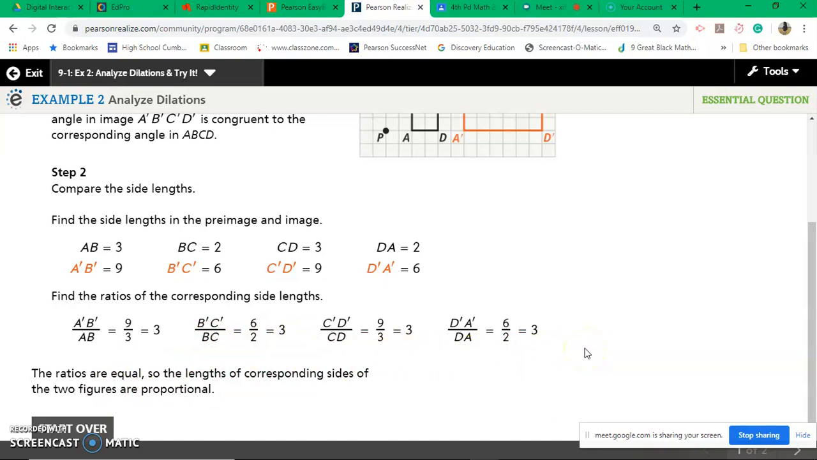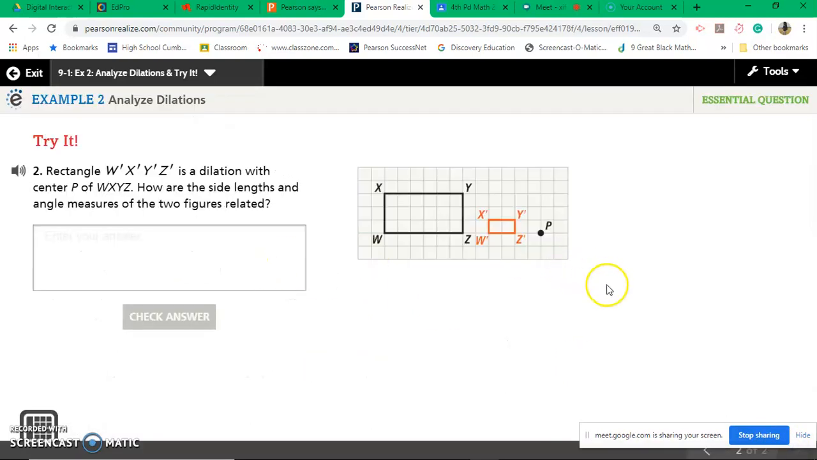Okay. All right. We're going to try it. If you look at rectangle W prime, X prime, Y prime, Z prime, it is a dilation with center P of W, X, Y, Z. How are the side lengths and angle measures of the two figures related? First of all, Noah, can you tell me, do you think this is an enlargement or a reduction?